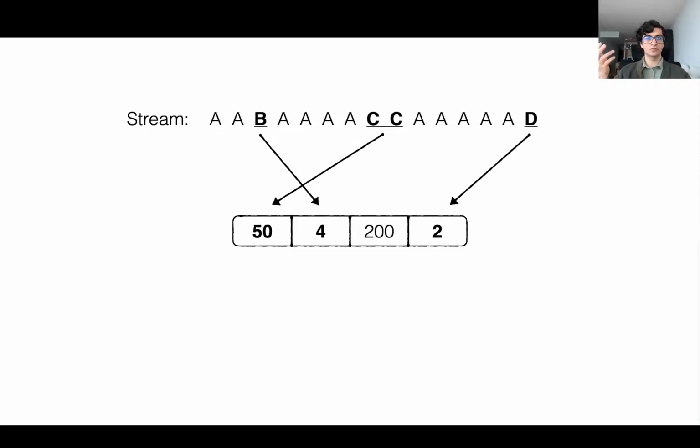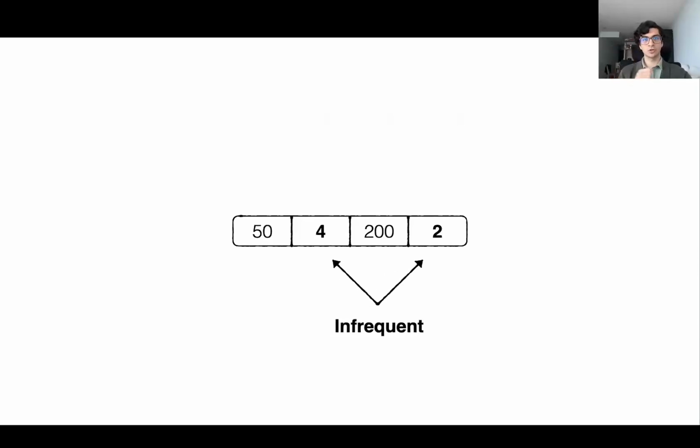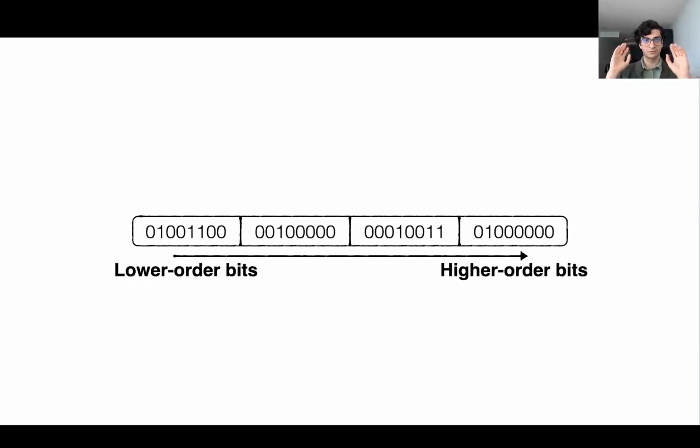Meanwhile, all of the other infrequent keys will be dispersed across the other counters. This leads to some counters in the counter array being much larger than the rest due to representing frequent keys, while other counters are much smaller since they represent infrequent keys. In memory, if the counter array consists of fixed size counters, the binary representation of these counters will look like so. Here I'm showing you the lower order bits on the left and the higher order bits on the right.